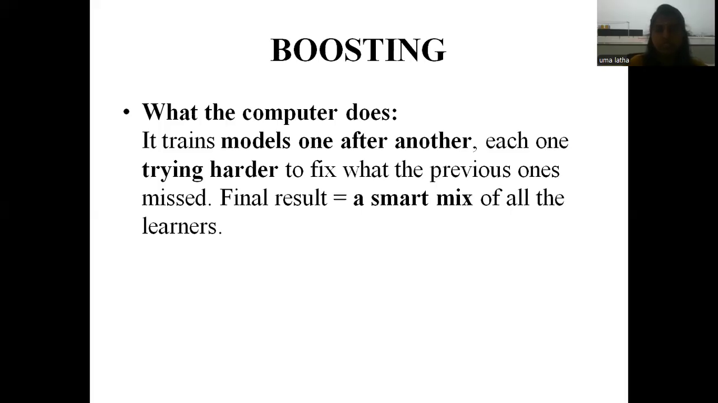The third one is boosting. What the computer does: it trains models one after another, each one trying harder to fix what the previous ones missed. The final result is a smart mix of all the learners.